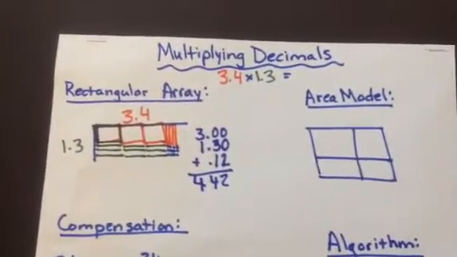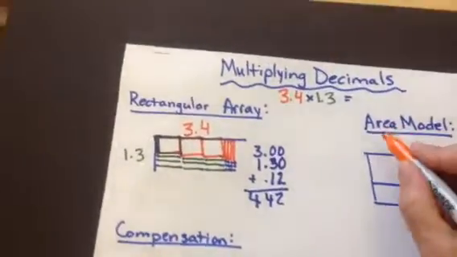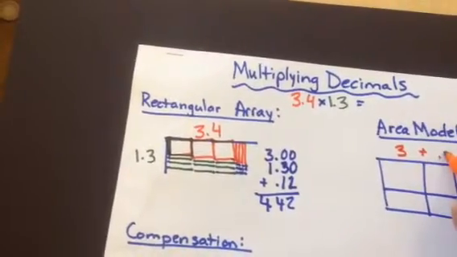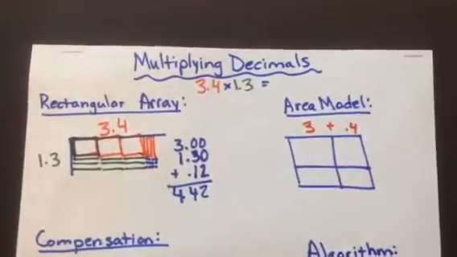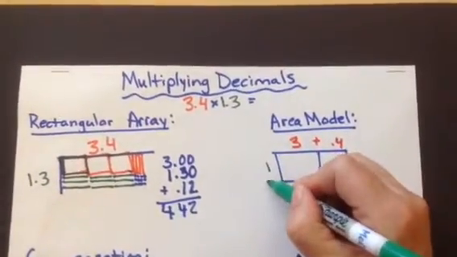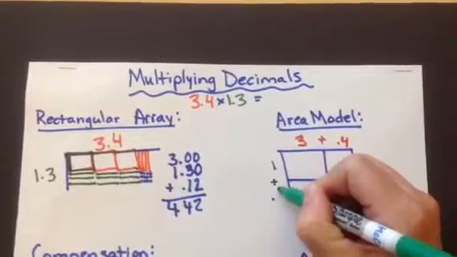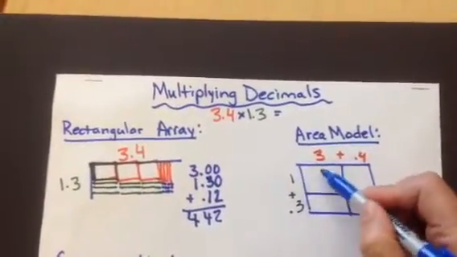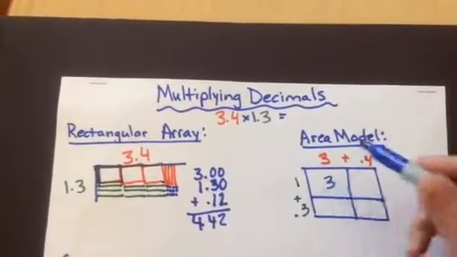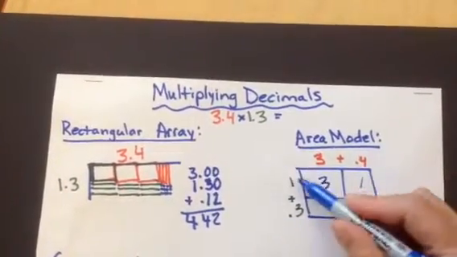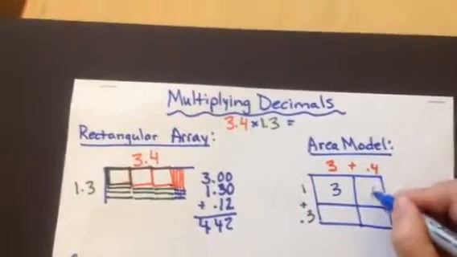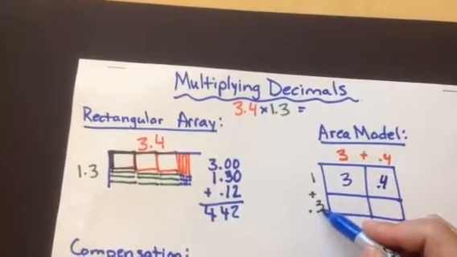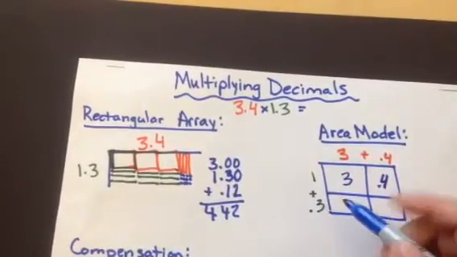With the area model, I can use the same numbers, but this time I'm going to decompose my numbers and get 3 and 4/10, and 1 and 3/10. I'm going to multiply 1 times 3 wholes is 3. 4/10, one group of 4/10 is still 4/10. 3 groups of 3/10 would be 3, 6, 9/10.